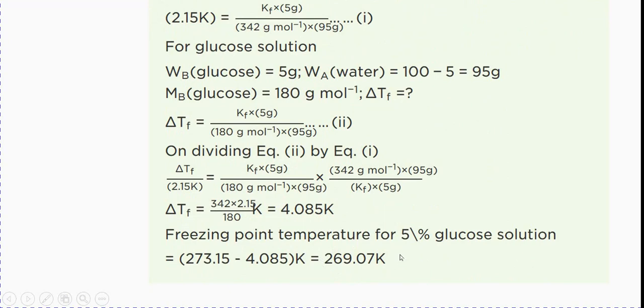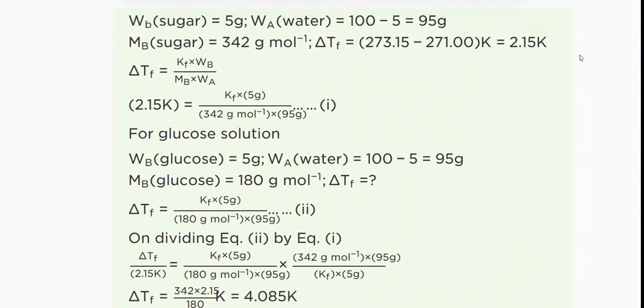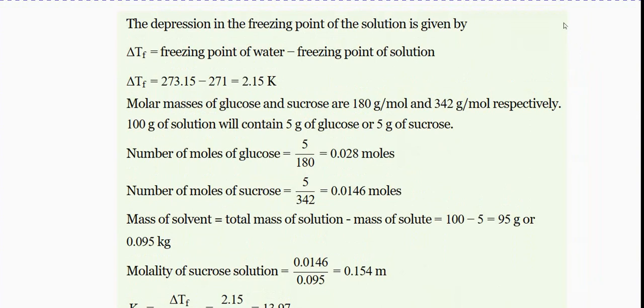This is one sort of solution. There is another sort of solution for those who are not able to understand this type. Look here. The depression in freezing point of a solution is given by ΔT is equal to the freezing point of water minus the freezing point of the solution. Here the freezing point of pure water is 273.15, and the freezing point of cane sugar they had given. From this, we find the ΔTf value of cane sugar, 2.15.